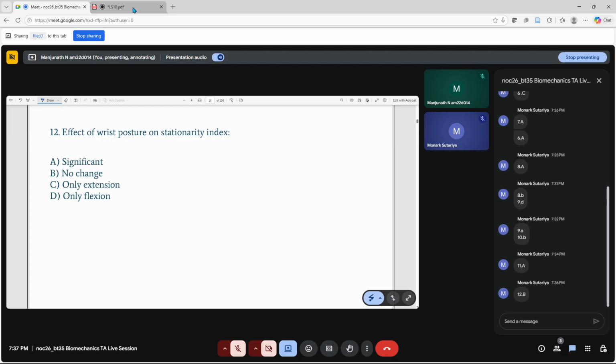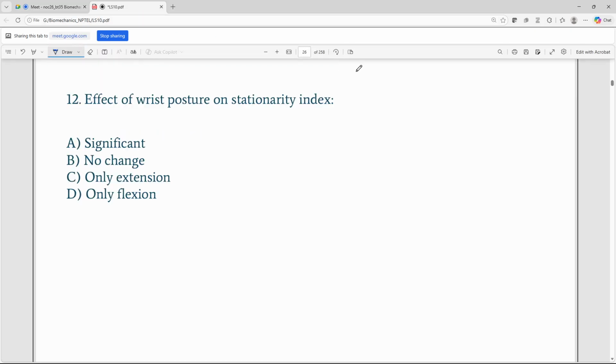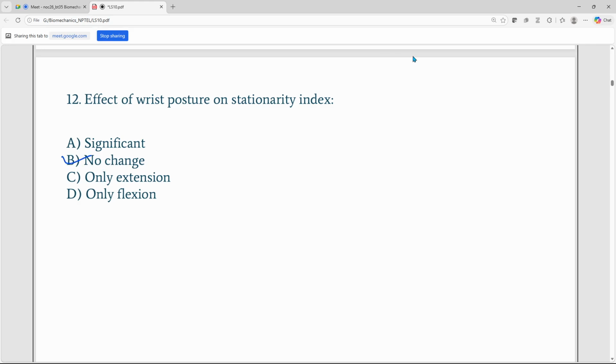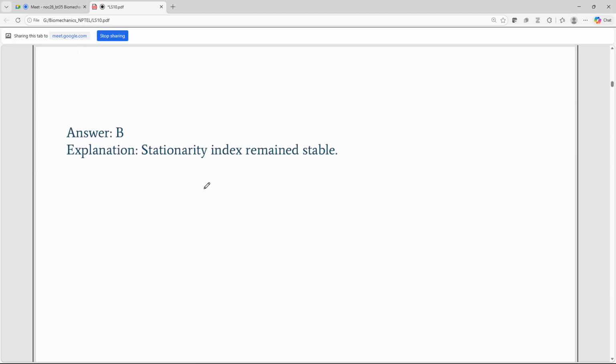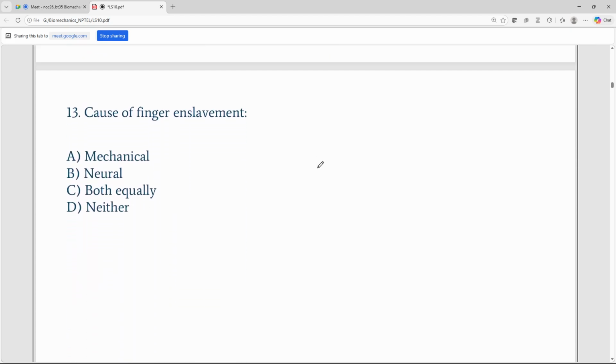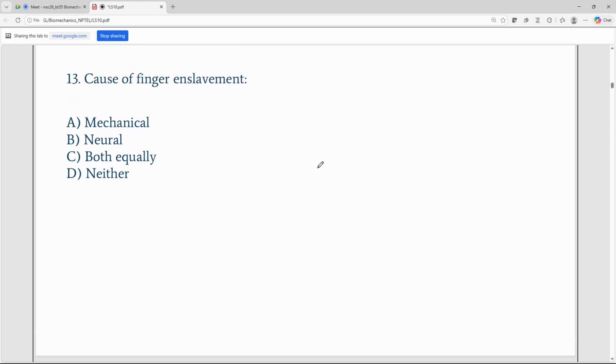Yes, correct answer. The stationarity index remained unchanged across the wrist postures. Answer is option B. The stationarity index remained stable for the different wrist postures. Next question. I think we have discussed this earlier also. What are the causes of finger enslavement from the Chakrabavi et al. study?